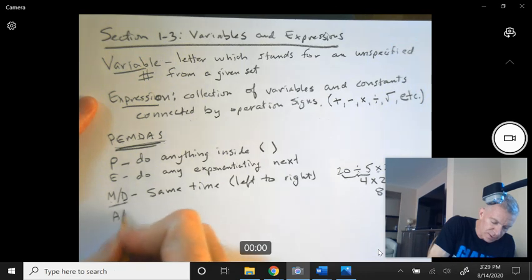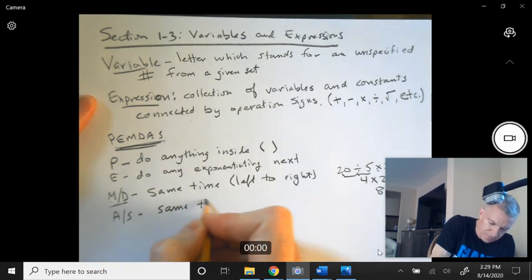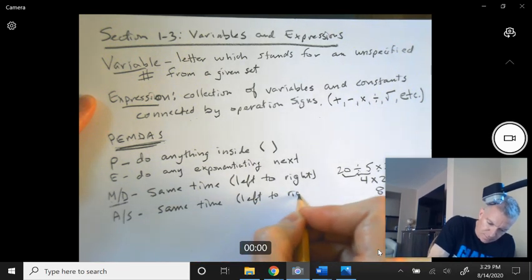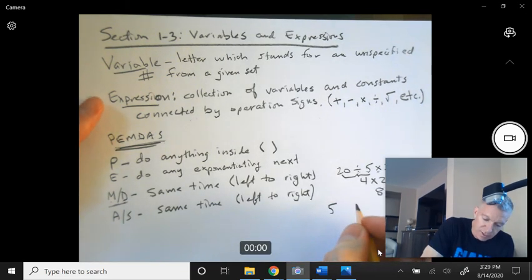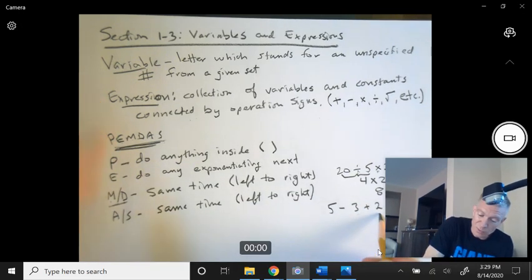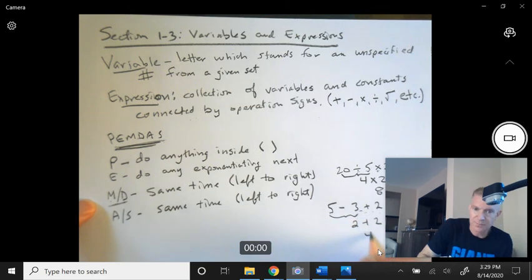And finally, the addition and subtraction. Again, same time, left to right. Okay, so if I have 5, let's say minus 3 plus 2. I don't do the addition first because addition comes before subtraction. I do the 5 minus 3 first. I get 2 plus 2, and I get a 4.